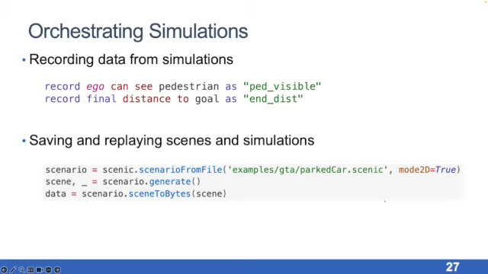Just to give a hint of that here, I'm calling some Scenic API to compile this Scenic program. I am generating a scene from it, and I can serialize that to some bytes. And if I reload those bytes, I get the exact same scene. So everything will be positioned in the same way.